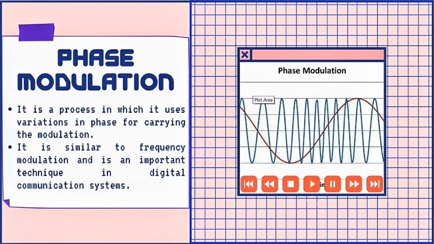As per the phase modulation, as the name implies, phase modulation or PM uses variation in phase for carrying the modulation. It is also sometimes used for analog transmission, but it has become the basis for modulation schemes used for carrying data. Phase modulation is also considered similar to frequency modulation and is an important technique in digital communication systems. We have all heard of AM radio and FM radio, but phase modulation seems to be in a different category, such as PM radio is by no means a common term.